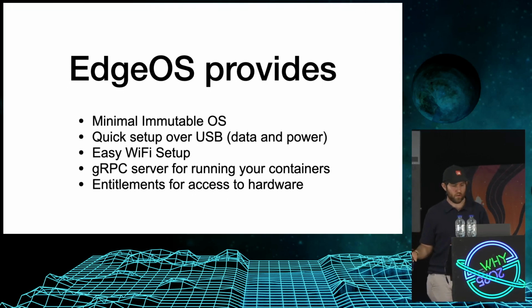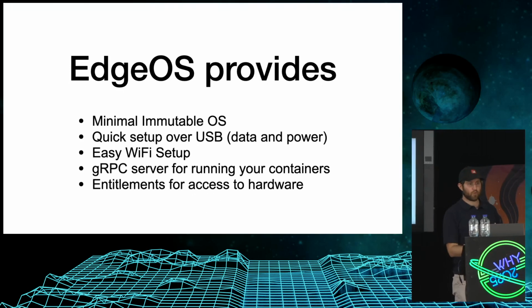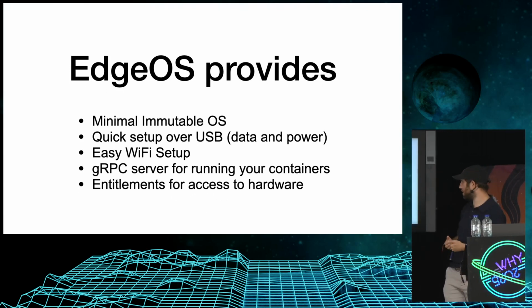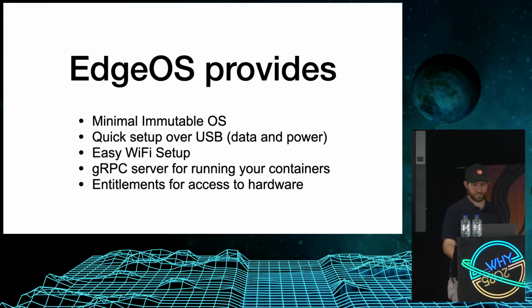So EdgeOS itself is an immutable OS that with one USB cable can do the data and the power. Wi-Fi can be set up as well. You can share your Wi-Fi from your laptop to your EdgeOS device, so it has local networking. It's got a gRPC server embedded in it with an open spec, so that you can write your own tools for running your own apps or interacting with the CLI, with the server. Maybe you need to do some custom stuff, like extracting logs in a way that we don't yet support. And we have entitlements. So if you have multiple EdgeOS apps running on the same device, we're working on making sure that they both can access the camera, or in the case of GPIO, only one of them can claim a pin to interact with that pin.